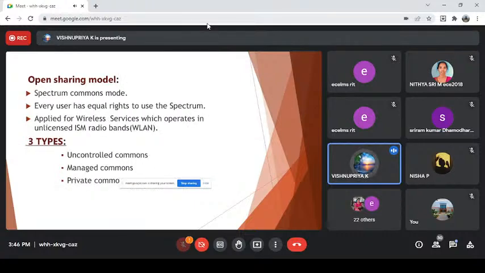Second, we are going to see about the open sharing model. It is a common mode spectrum. Each and every user has equal rights to use the spectrum. It is applied for wireless services which operate in unlicensed industrial, scientific, medical radio bands. It has three types: uncontrolled commons, managed commons, and private commons.